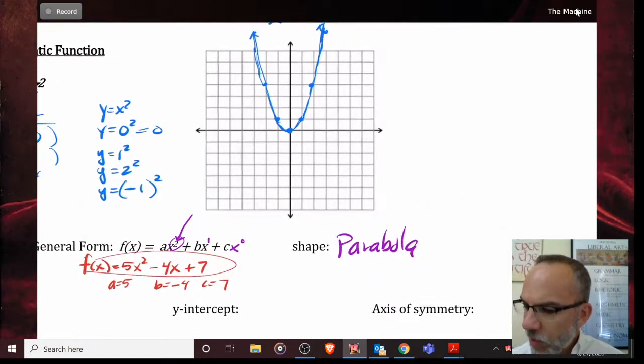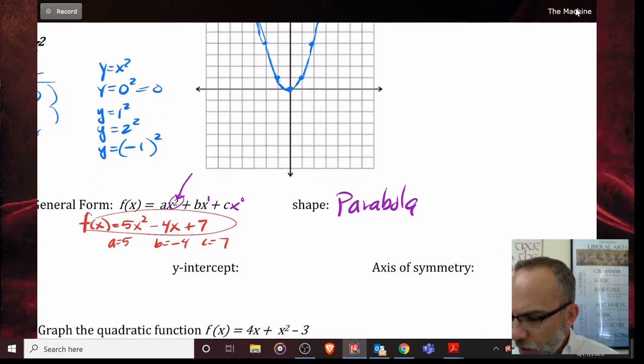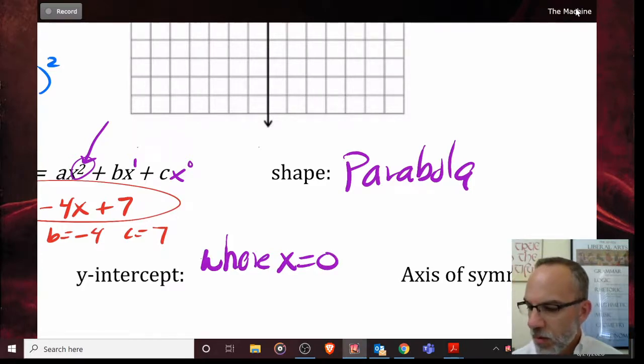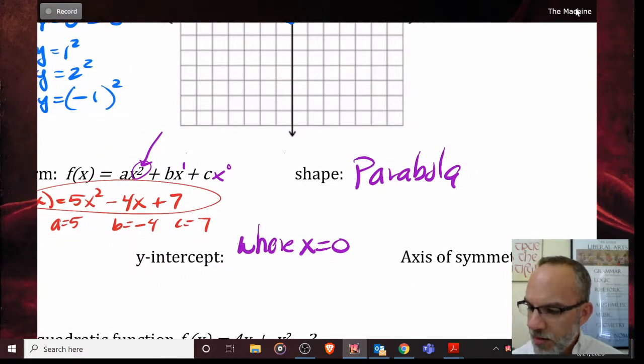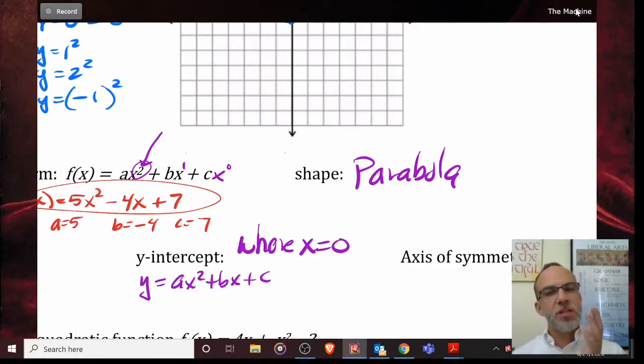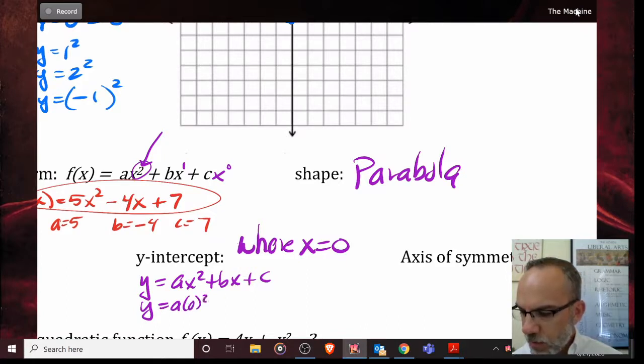The y-intercept is where the graph crosses the y-axis. The y-intercept on this one is going to be right here. But as we did with lines, the y-intercept is the location where x equals 0. Now, if I come back and look here at this function, and I say that y is equal to ax squared plus bx plus c, but I put 0 in for x, let's see what we get. Y is equal to a times 0 squared plus b times 0 plus c. Don't the things times 0 just drop out? And so the y-intercept is always going to be the y value equal to c, wherever it may be.